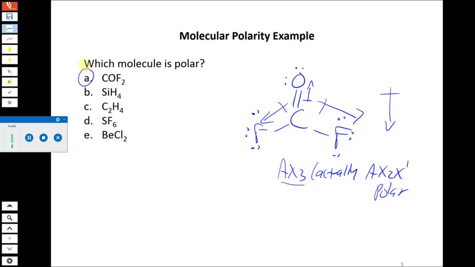We can verify the rest are nonpolar, so I'm not going to go through all the details. But if we have SiH4, if you do the AXE notation, it comes out AX4. Again, no lone pairs, only one outer atom, so that would be nonpolar.